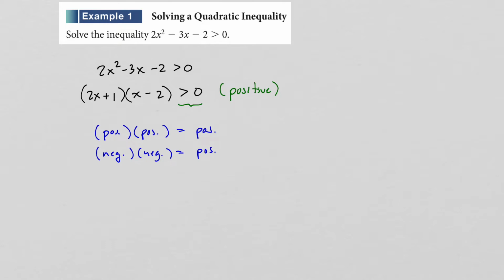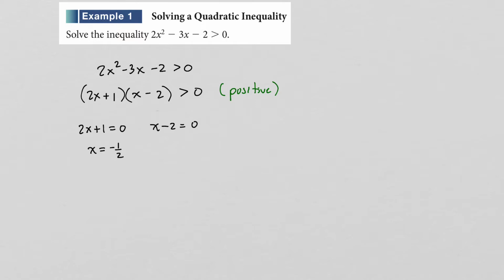So the whole problem comes down to figuring out where these factors are positive or negative. So to figure that out, what I'm going to do is first figure out where these factors are equal to 0. And so to figure that out, I'm going to set each one of these factors equal to 0, just like you would if you were solving an equation. And then solving for x, we find that x is negative 1/2 here, and x is 2 for the other one.